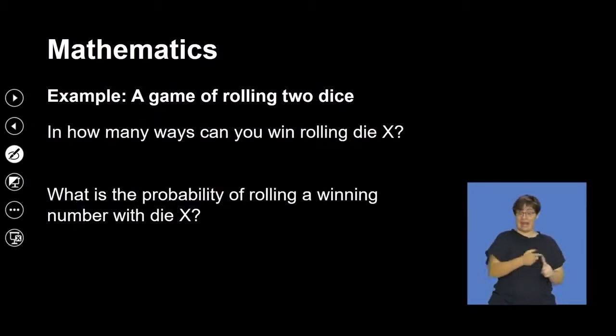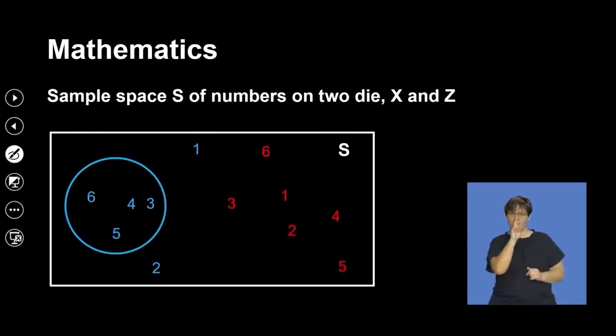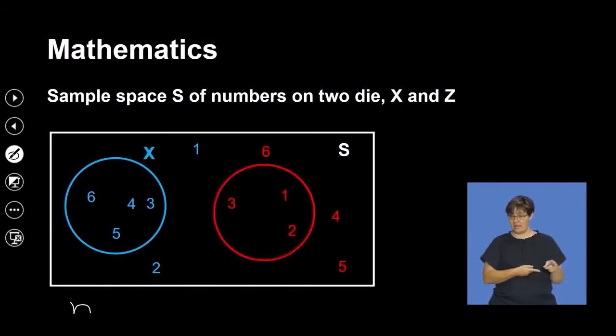And so when we do this, we're going to say to ourselves, in how many ways can we win rolling dice X? And what is the probability of rolling a winning number with dice X? Well, let's have a look at the picture again. So there we go. We've got the number of winning numbers, the number in X. We can say there are 4. The number in X is going to be 4.